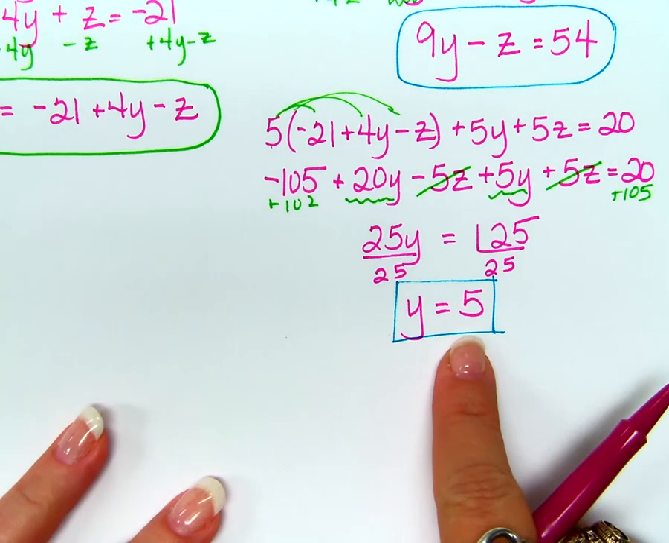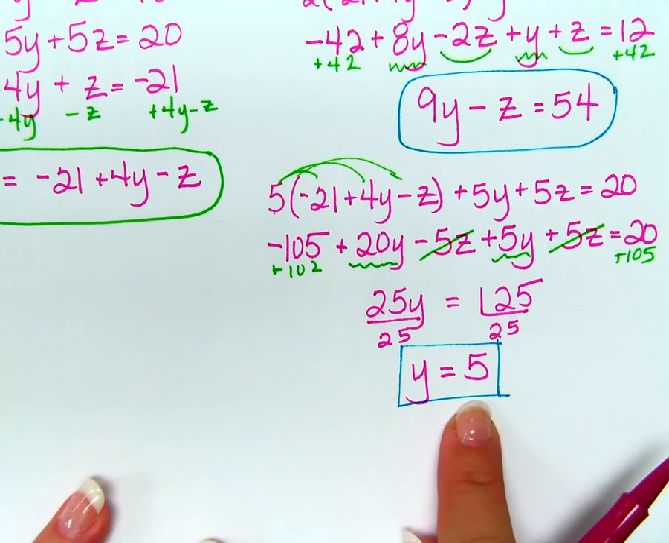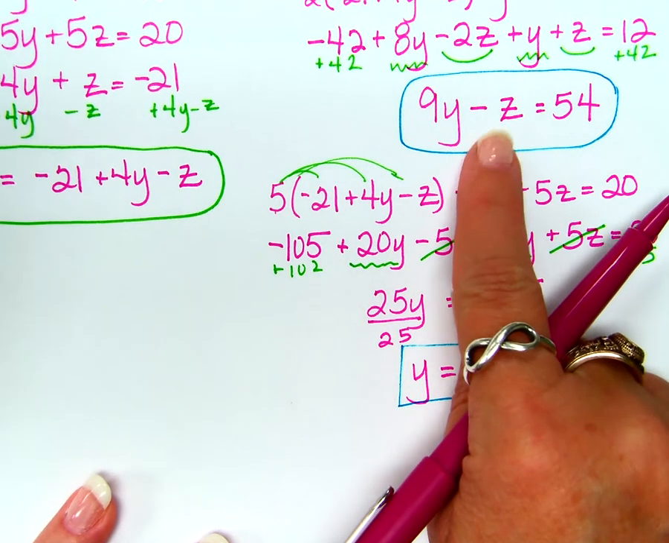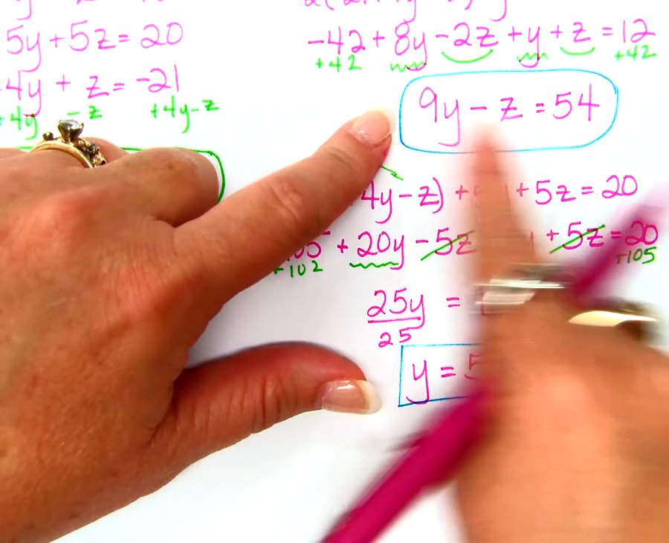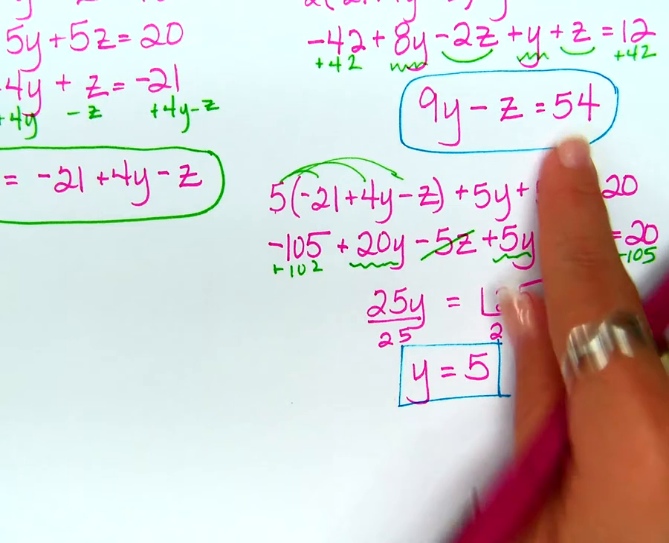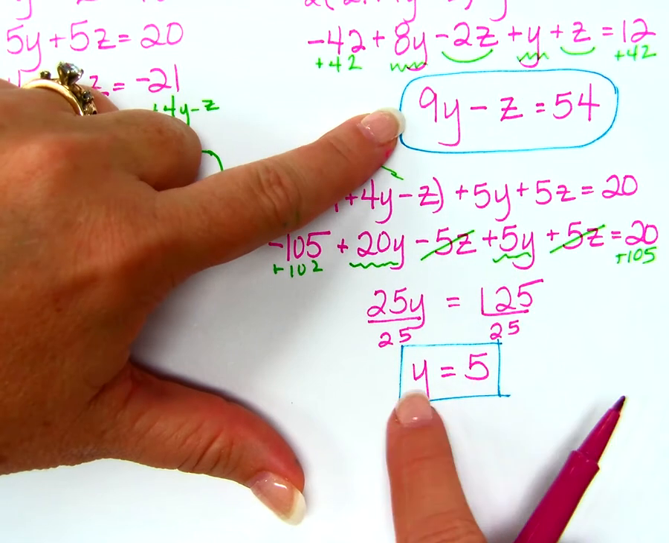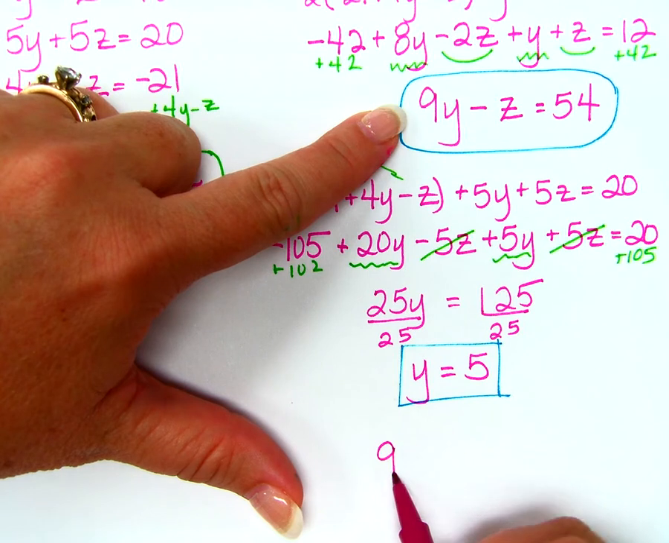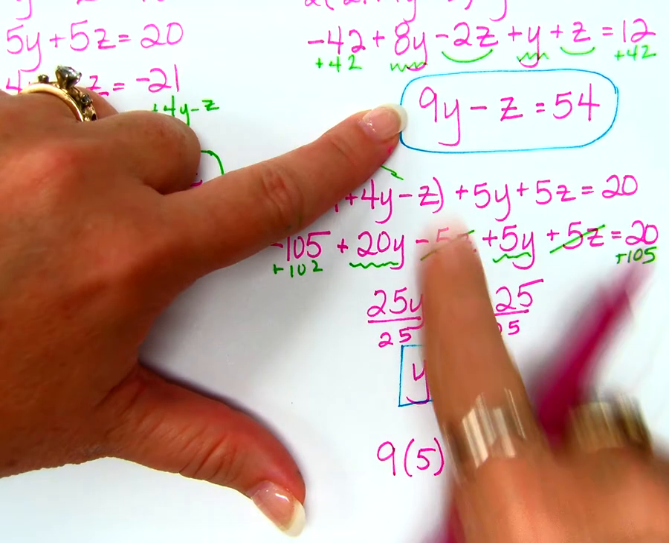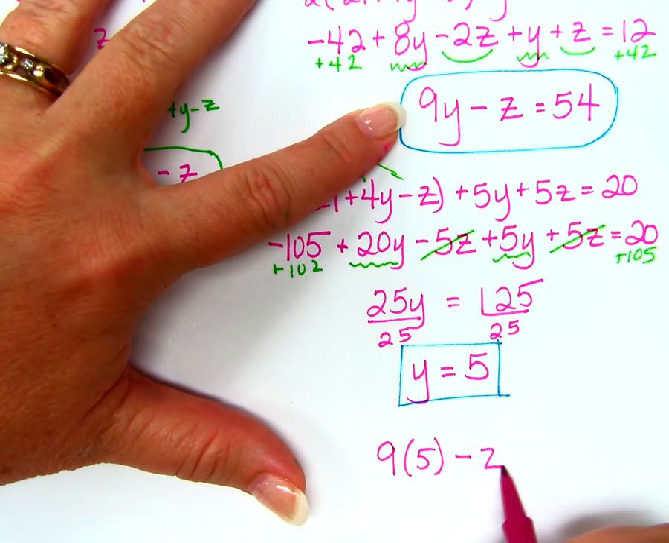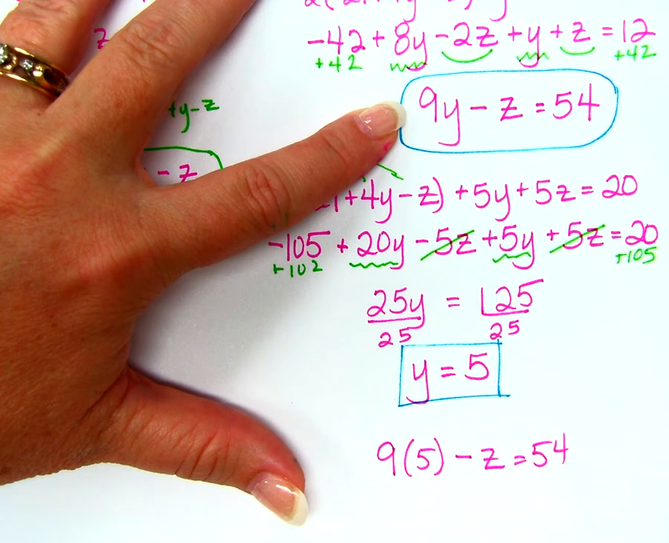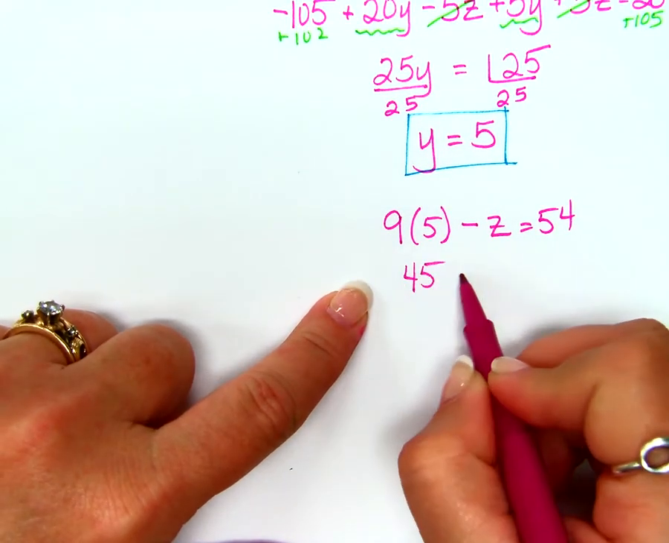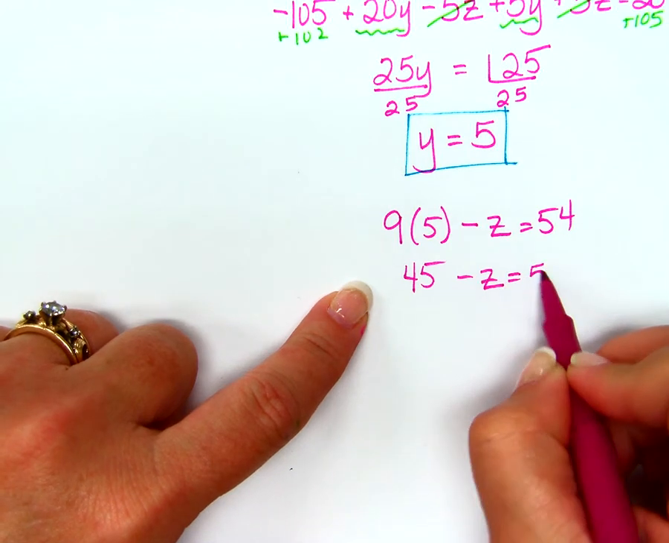Now that I know y, what can I find pretty darn easily? I can find z using that equation, right? That's kind of why I circled it, because my work gets messy. Okay, so I'm going to plug what I know for y and substitute that back up into this equation. So I'm going to write 9 times 5, because that's what I know y is, minus z equals 54. Well, 9 times 5 is, drum roll, 45, minus z equals 54.